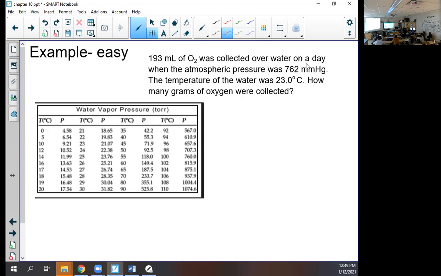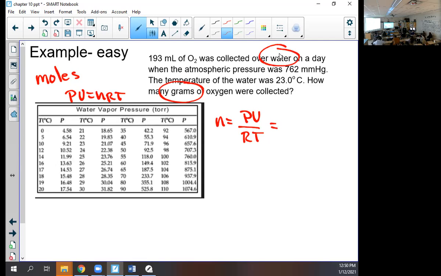All right. It was collected on a day where the atmospheric pressure was 762, the temperature of the water was 23. How many grams of oxygen were collected? To find grams, I really need to find what first? I'm kind of working backwards. I need to get moles. Because remember, there's no grams in PIV-NERT, but there's moles, and moles and grams talk to each other, right? So I need to solve for moles. If PV equals nRT, then n must be equal to? All right, so we just solve. But if it's collected over water or it is a wet gas, what must we do first?